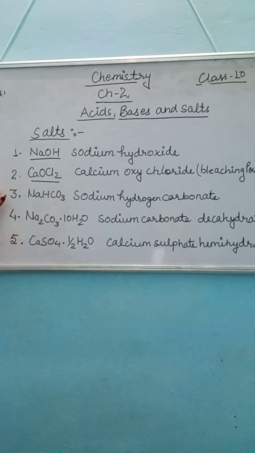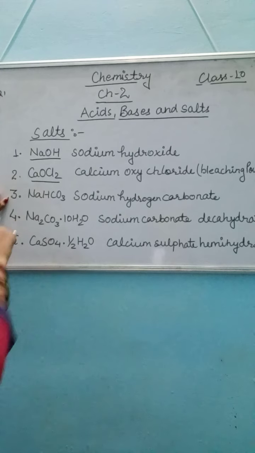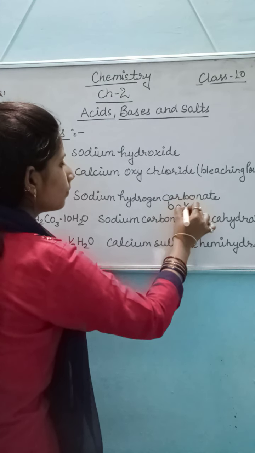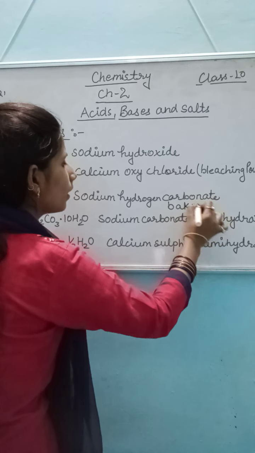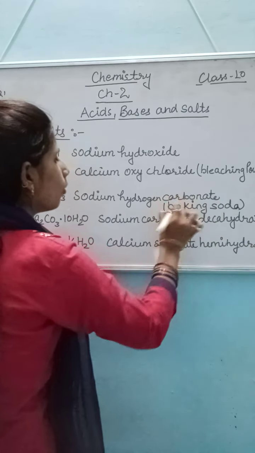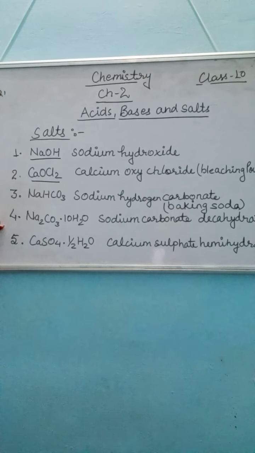Now, third one is NaHCO3. The chemical name of this salt is sodium hydrogen carbonate, and the common name of this salt is baking soda. This is the common name of this salt.